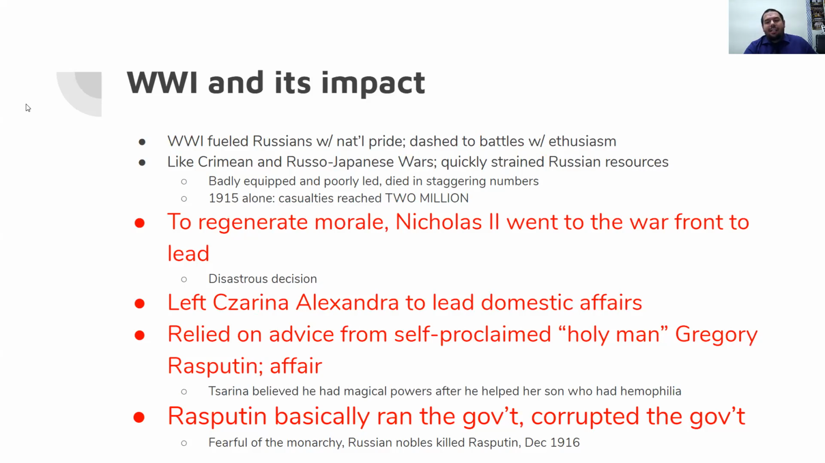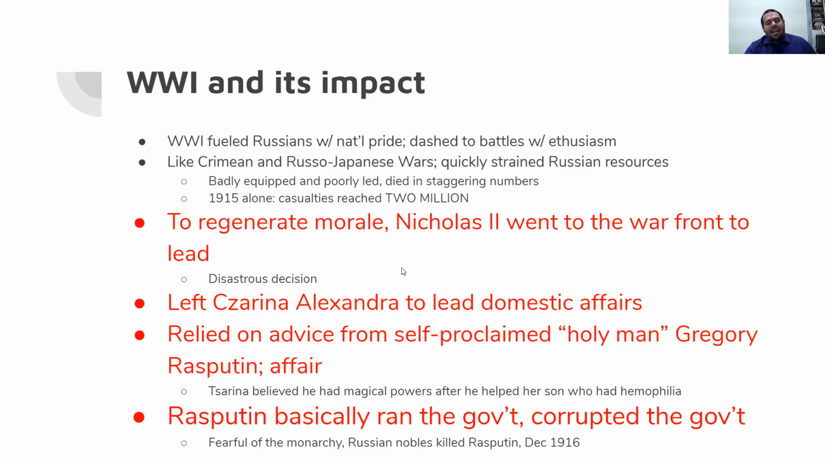So to regenerate morale, Nicholas II went to the war front to lead because, you know, there are stories throughout history of kings fighting other kings on the battlefields, as far back as probably the 13th, 1400s, right? Henry VIII was at the front lines with his battles against the French, all right? But since then, kings kind of took a step back, like, I don't need to risk my life. But Nicholas, thinking, I need to boost morale, I need to improve my soldiers' well-being, I'll go to the front to show them that leaders still show up. And that proved to be disastrous in the end.